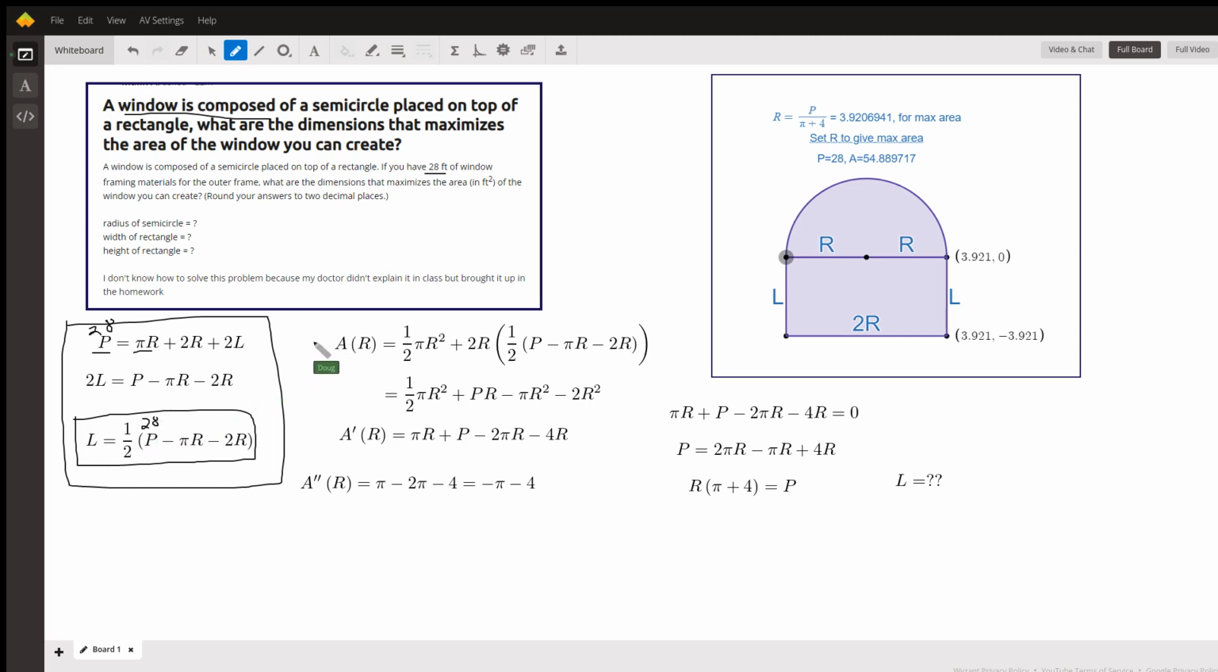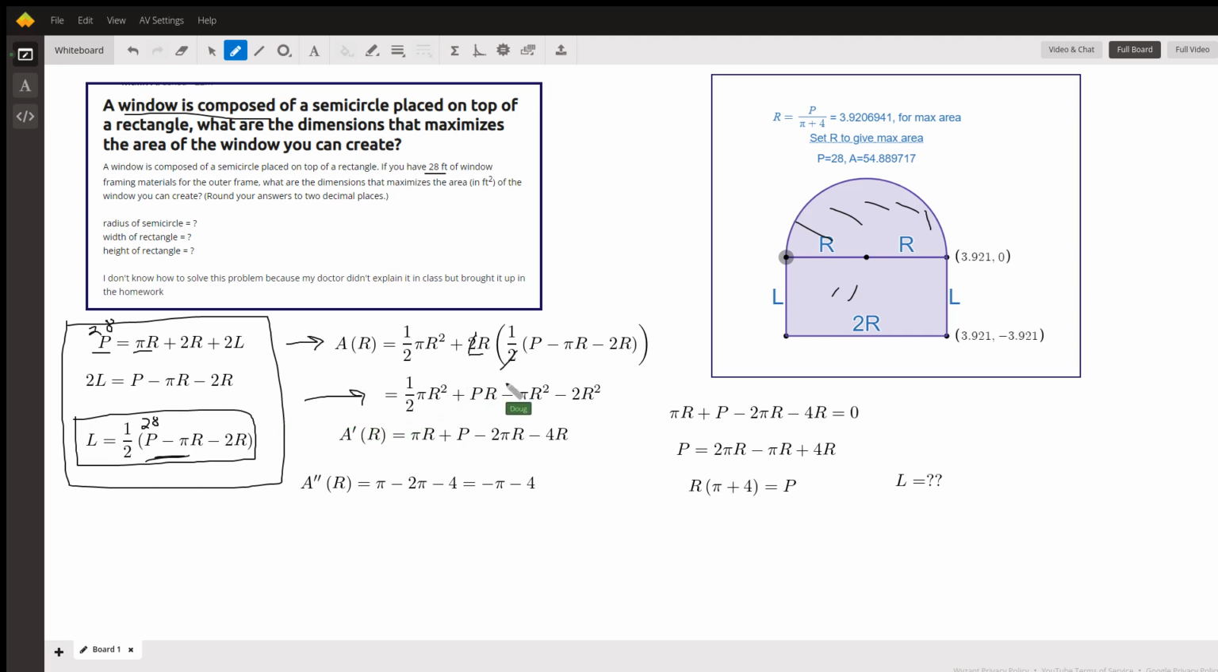So a formula for the area of the Norman window is the area of the semicircle, and the area of a circle is pi r squared, so we take half of that to get the area of the semicircle. And then the area of this rectangle is 2r times L, length times width. So here's 2r, but I've replaced L with this expression right here. So we have a function of the area depending only on r. And if I distribute this 2r, these 2's cancel out, and I get p times r minus pi r squared minus 2r squared. So there's your formula for the area in terms of the radius.